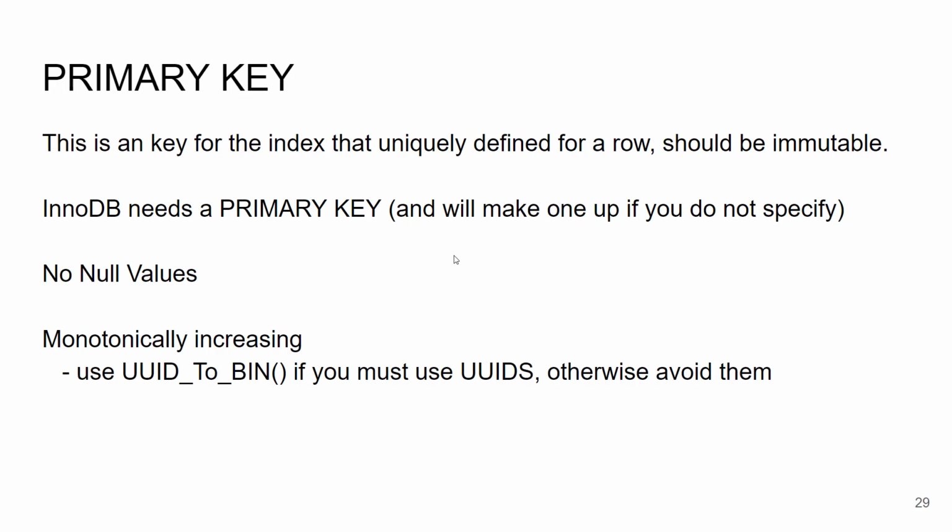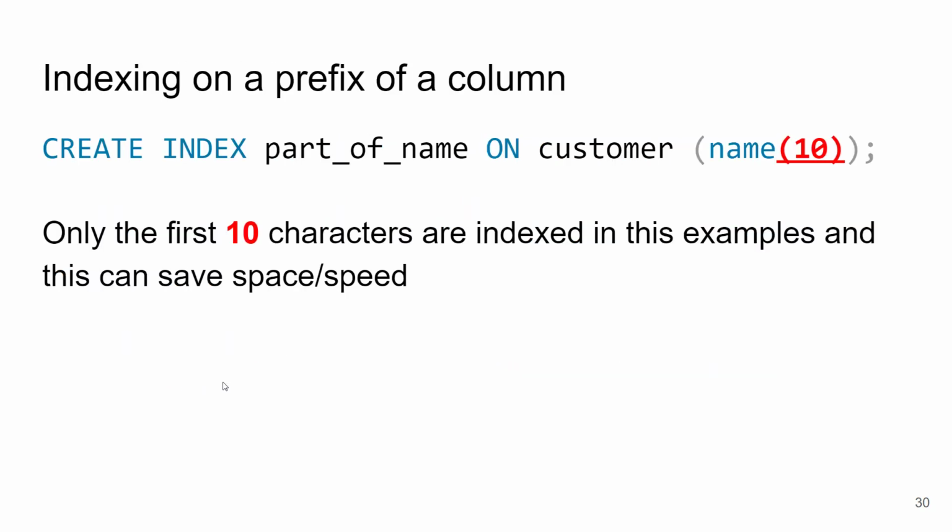That means every time I add a record, the ID increases by 1 or some other set parameters you say. UUIDs do not increase monotonically, so therefore they're a bad idea for primary keys. If you need to use a UUID, store that in another column and then use UUID to bin for the value of your primary key.